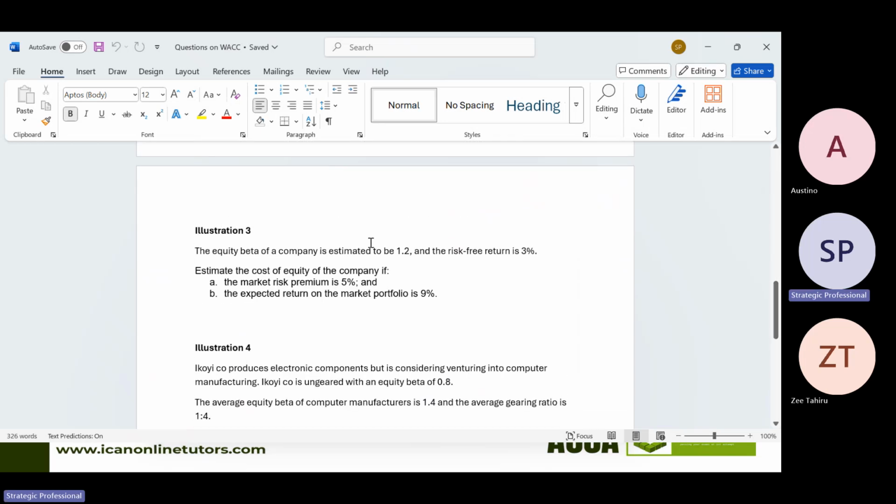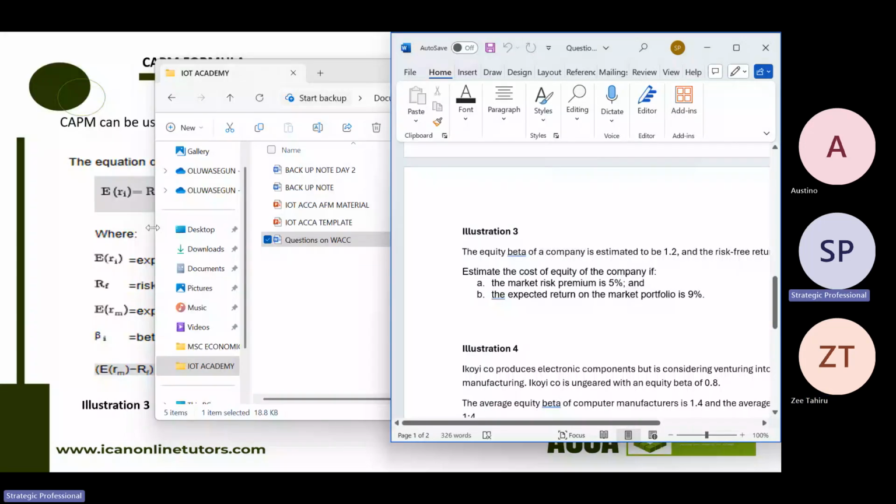Okay, so this is a short question on cost of equity using CAPM, right? So they gave us this question. The equity beta of a company is estimated to be 1.2, right? And the risk-free return is 3%. Estimate the cost of equity of the company if the market risk premium is 5% and the expected return on the market portfolio is 9%. Can we see this? Yes.